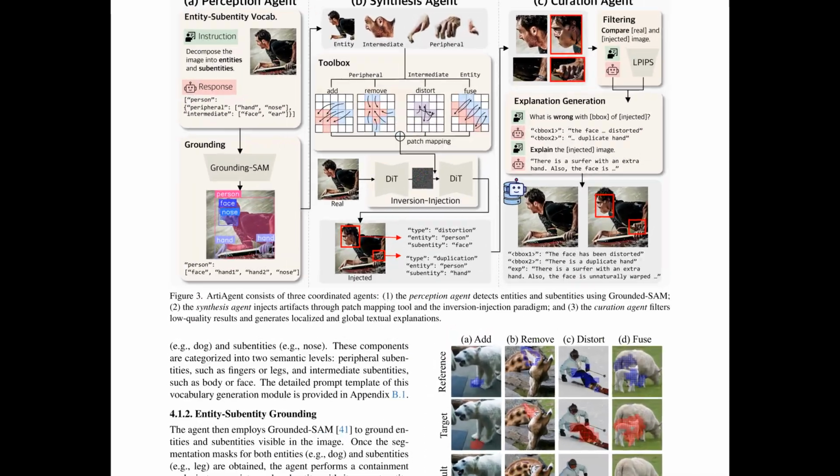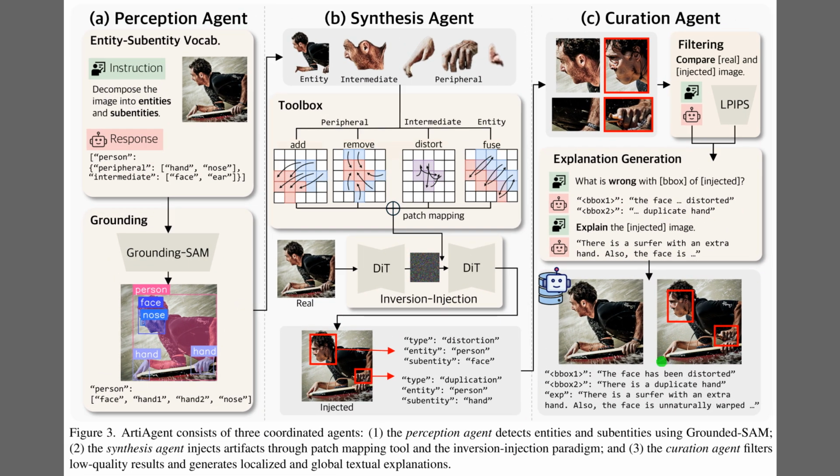So, having quantified the problem, Figure 3 displays the ArtiAgent pipeline designed to solve it automatically. The process splits into 3 coordinated agents. On the left, the perception agent starts by decomposing a real image, using Grounding SAM to identify specific entities and sub-entities, like a surfer's face or hand.